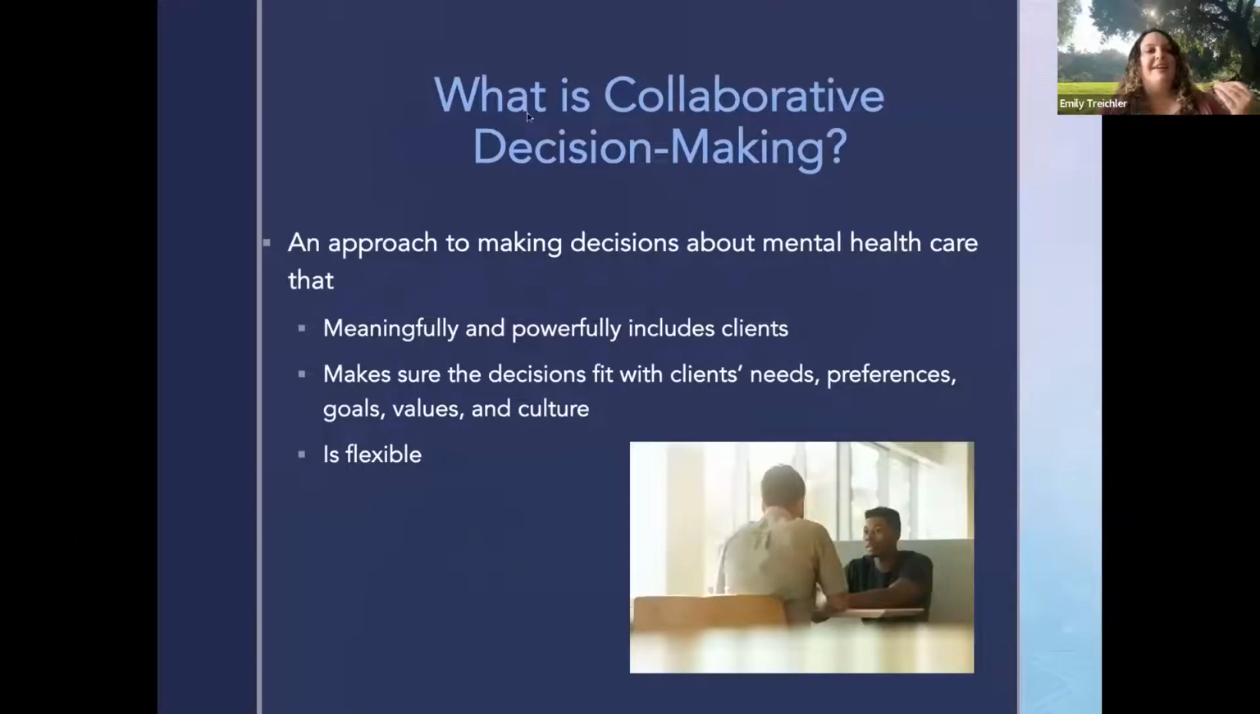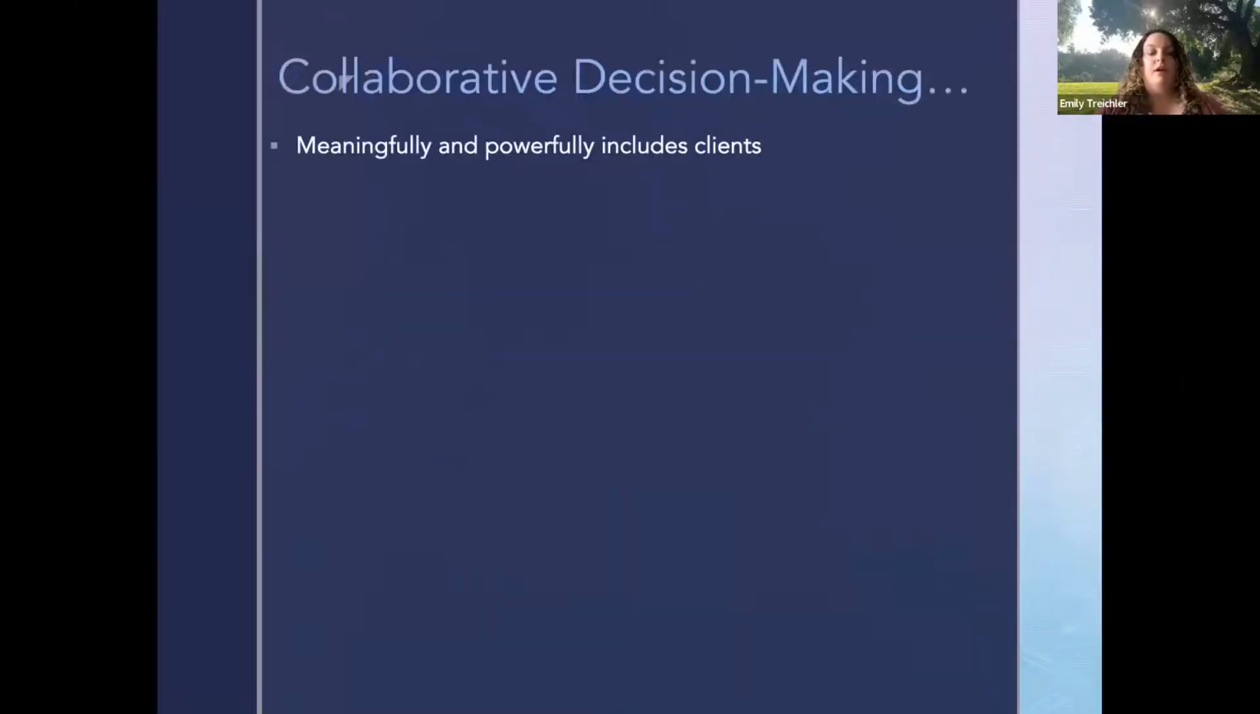So like I said, collaborative decision-making is an approach to making decisions about mental health care. And it has three primary factors. I'll go into a little bit more detail about each of these, but they are that it meaningfully and powerfully includes clients. So that hits on what a number of you mentioned. It makes sure that the decisions fit with the client's needs, preferences, goals, values, and culture. And lastly, it's flexible.